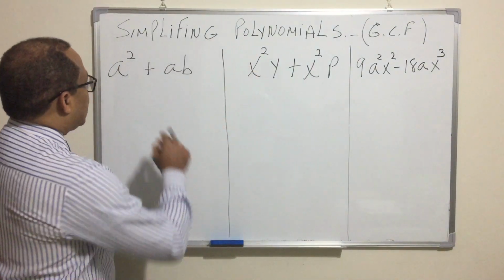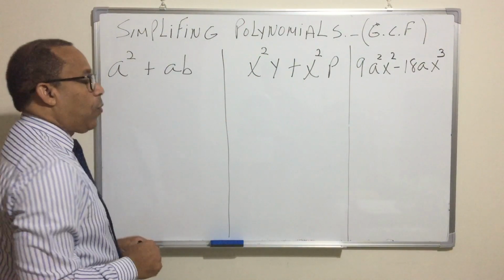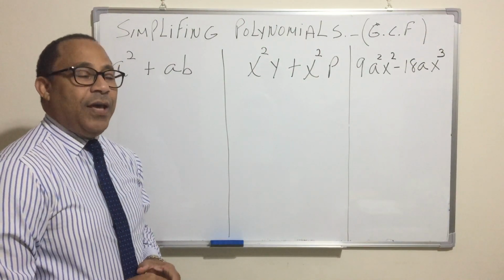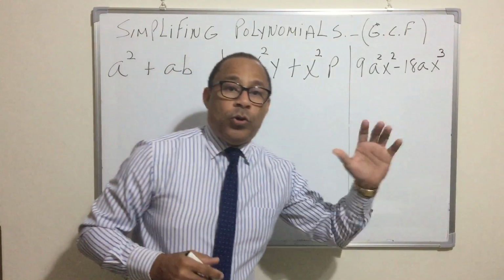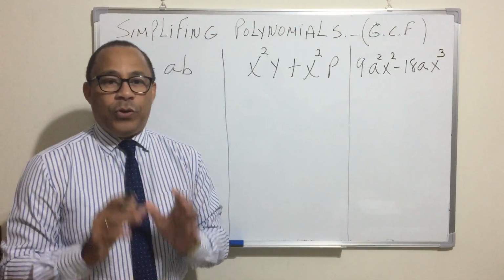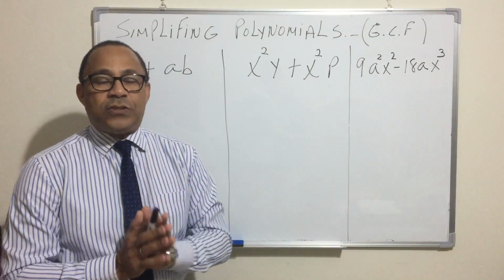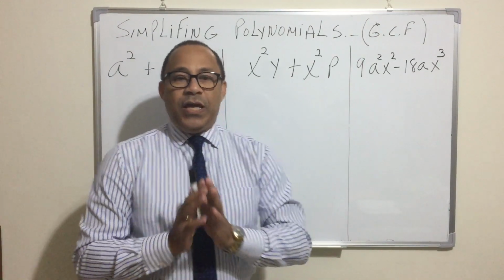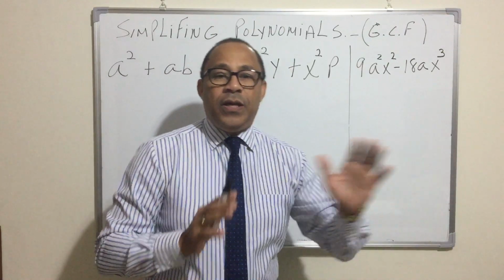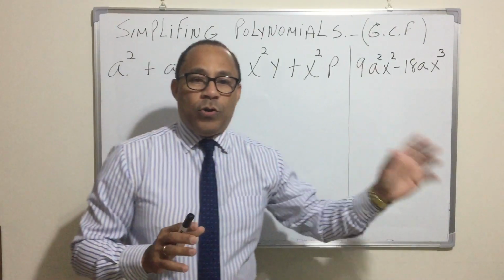Simplifying polynomials, this is a polynomial. Why is it a polynomial? Because if you remember our previous classes when we talk about monomials, we learned that a monomial is an expression that contains only one term. That's a monomial. If you have more than one term, the name is polynomial.